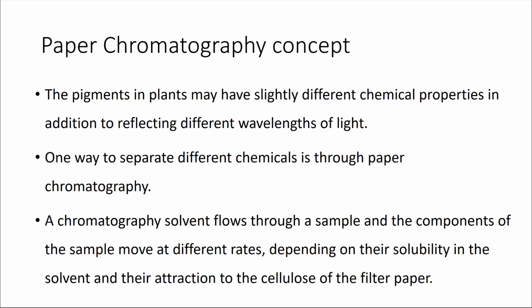Paper chromatography is a technique that we can use to separate molecules from each other based on their chemical properties. So the pigments in plants may have slightly different chemical properties in addition to reflecting different wavelengths of light. One way to separate different chemicals is through paper chromatography. A chromatography solvent flows through a sample, and the components of that sample move at different rates depending on their solubility in the solvent and their attraction to the cellulose of the filter paper.